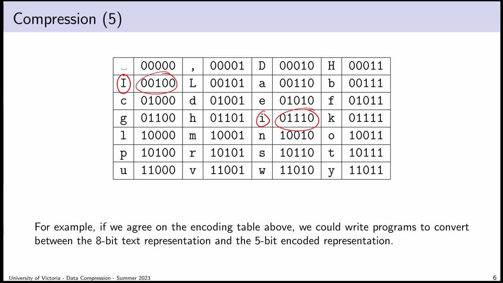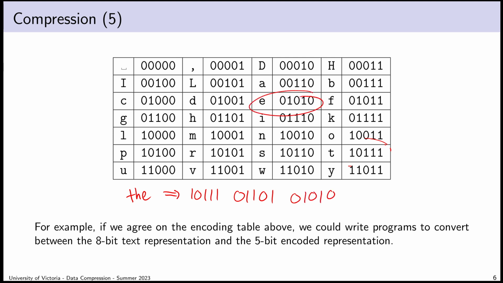So if I want to encode the word "the", how do I encode the lowercase letter t? Well, that's this. So my bit sequence is now going to be 10111. The letter H is now 01101. Okay, that looks good. And the letter E is 01010.